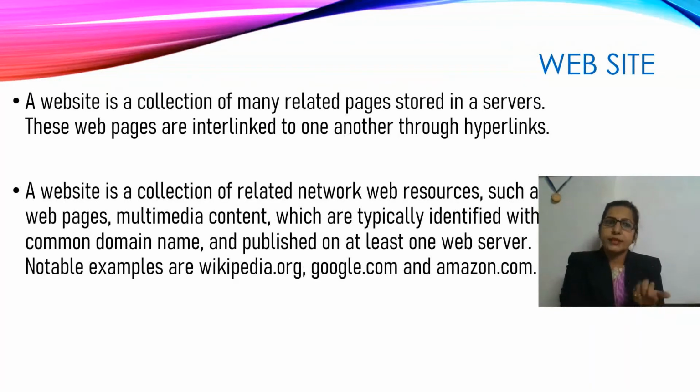What is a website? A website is a collection of many related pages stored in a server. The web pages are interlinked to one another through hyperlinks. Okay, a website is a collection of related network web resources such as web pages and multimedia content, which are typically identified with a common domain name and published on at least one web server. Notable examples are wikipedia.org, google.com, and amazon.com.